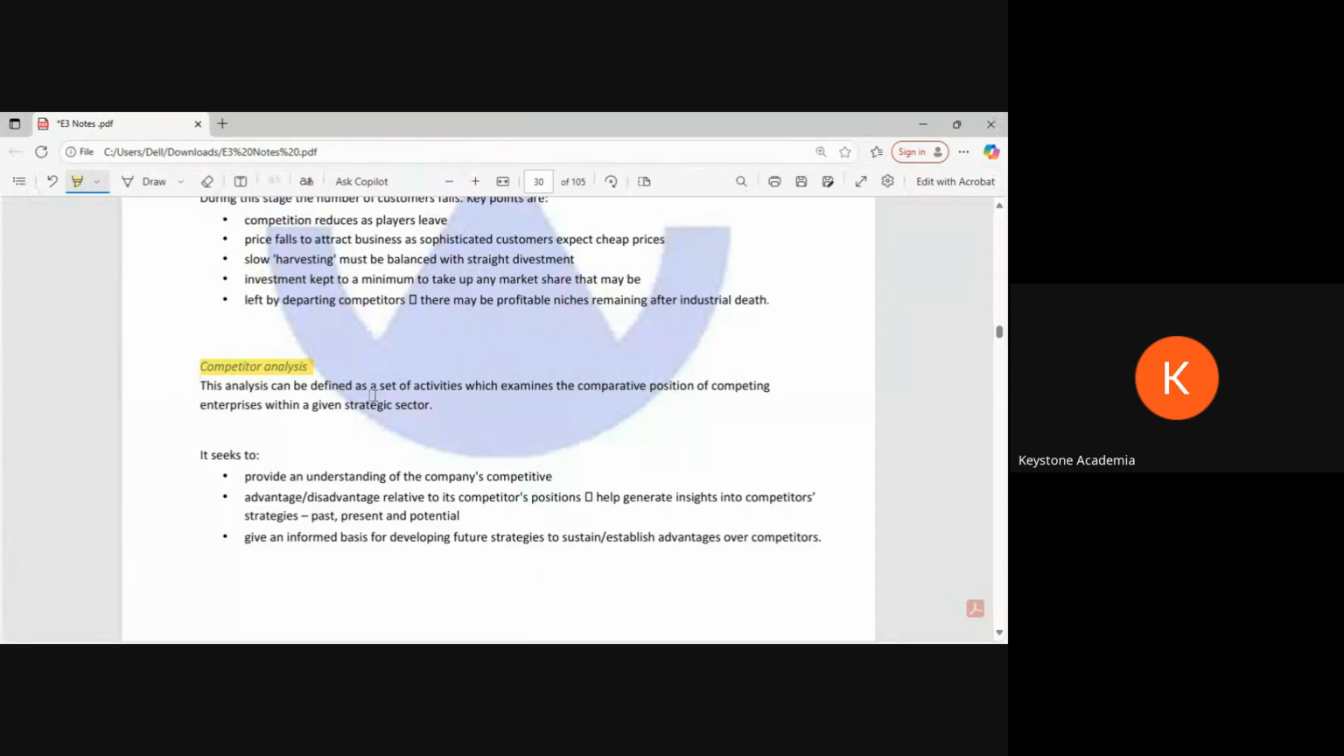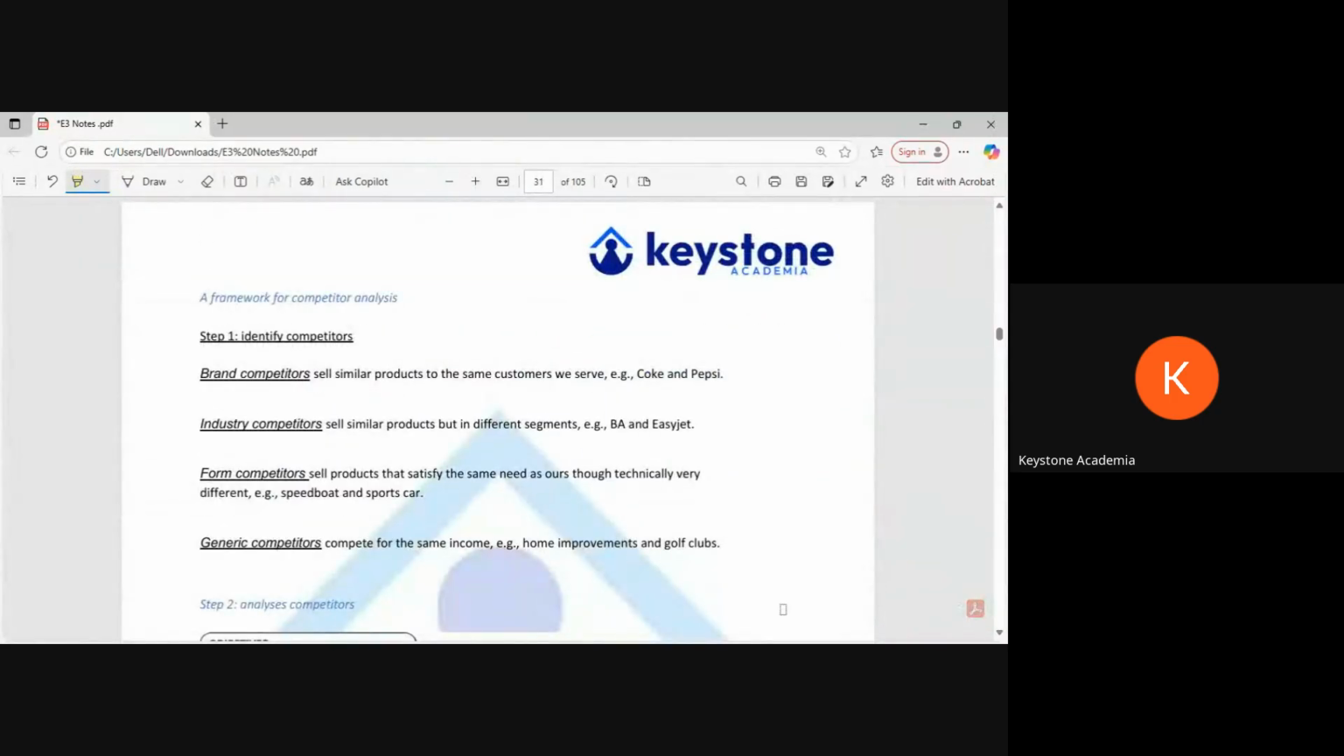So this analysis can be defined as a set of activities which examines the comparative position of competing enterprises within a given strategic sector. It seeks to provide an understanding of the company's competitive position and advantage, given information based on developing future strategies. For example, in Cewmlator, we have discussed we might have one disadvantage compared to BYD and Tesla: we don't have our own mining. From the pre-seen, they have not mentioned it. They have said about producing batteries, but our competitors have already taken over the mining as well. So they have more control on the supply chain. That gives them the edge.